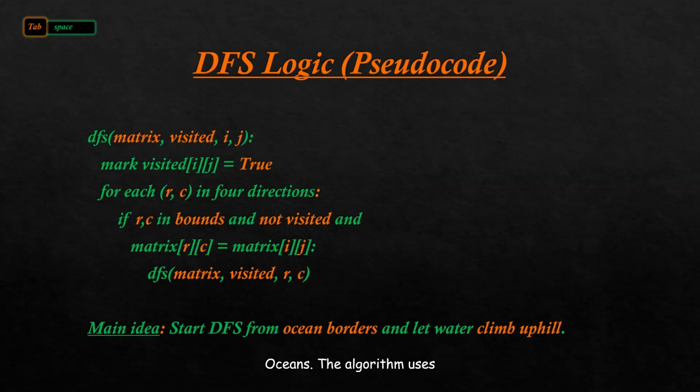The algorithm uses depth first search, or DFS. Starting from each ocean border, we recursively explore neighboring cells that are within bounds, unvisited, and have equal or greater height than the current cell. This simulates the reverse flow where water could have originally come from. Each DFS traversal marks reachable cells in separate Pacific and Atlantic matrices. At the end, we simply check which cells are reachable from both.